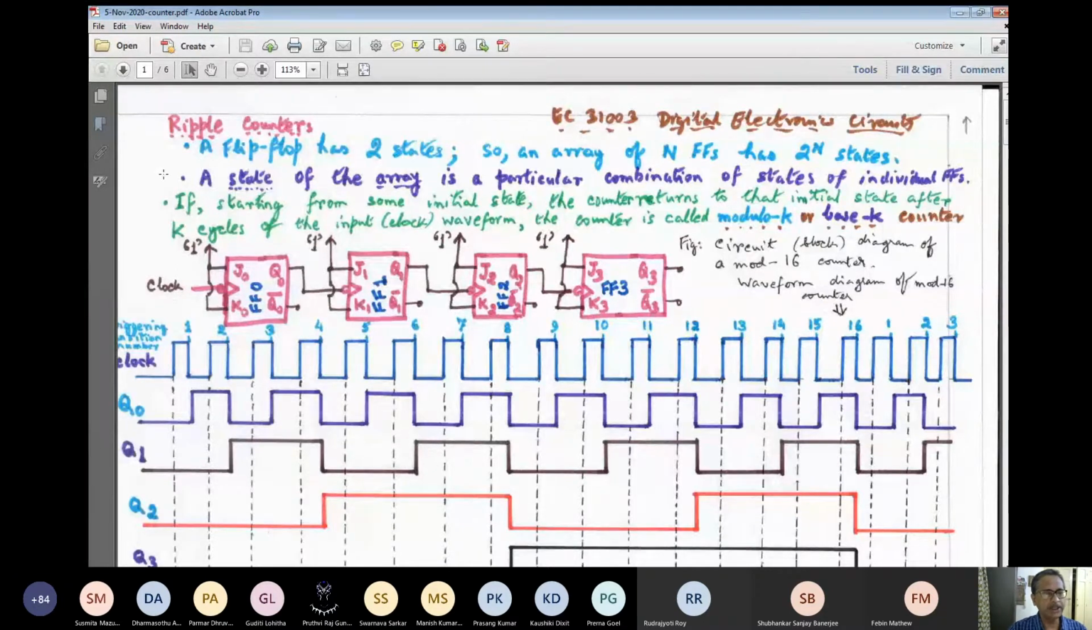So if you have a counter built with 4 flip-flops connected in cascade, in all they can give rise to 2 to the power 4, or 16, states. But it will depend on the way you are designing the counter. So that is the maximum number of states available out of n flip-flops. Now you can use some or all of them. So the design of a counter is of primary importance.